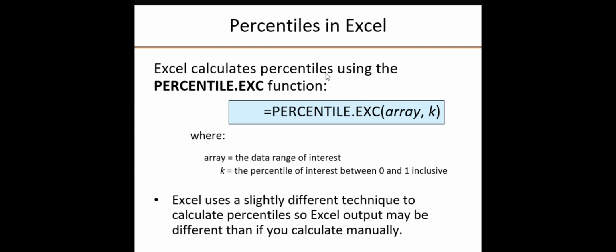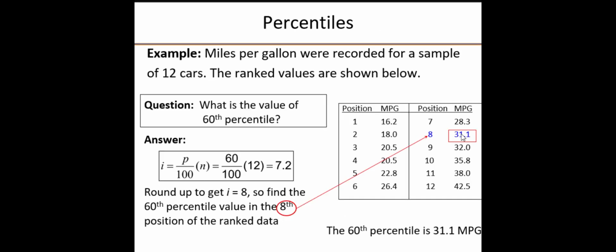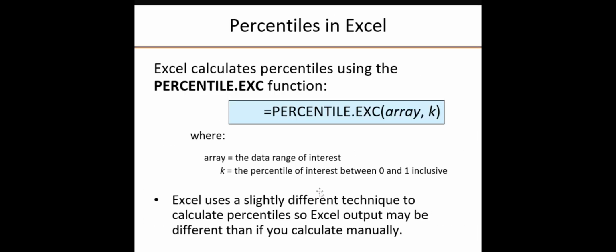Percentiles in Excel are calculated very easily. All you need to do is type this formula, PERCENTILE.EXC. The array is the data set, basically the range of the data, and k represents the fraction of interest. So if it's the 60th, you write 0.6. If it's the 20th, it has to be 0.2. It is the percentile of interest and it's between 0 and 1, where 1 is 100%. A note here is that Excel uses a slightly different technique to calculate percentiles. That has to do with the rounding up that we did. Excel does not do that, so it gives a more accurate number.